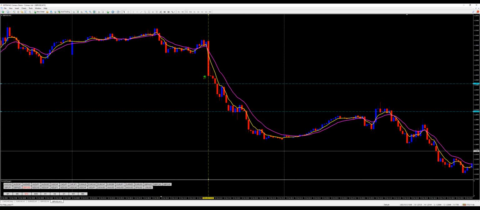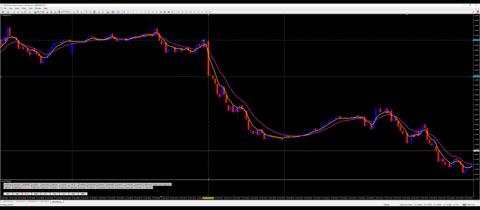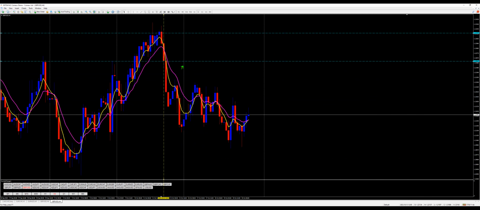And your entry is here. That's probably news. So that would make the stop loss over here. Look at the 4-hour. And here's my trade. 123 pips. So it's really up to you how you want to do the trading. That's what this is. That's the basic system.